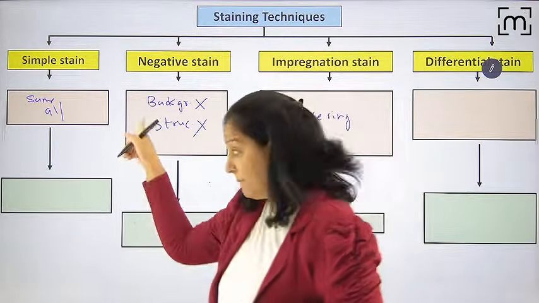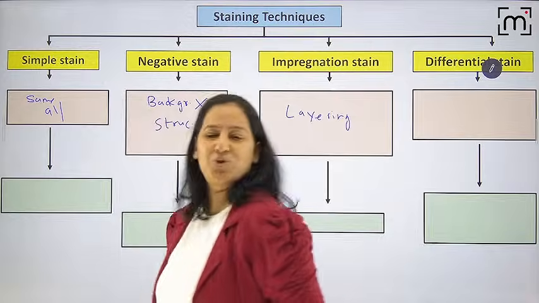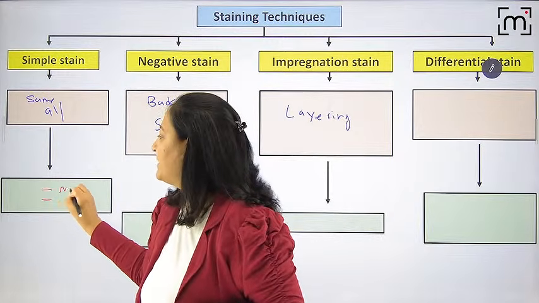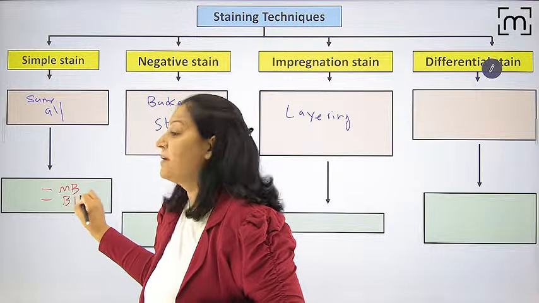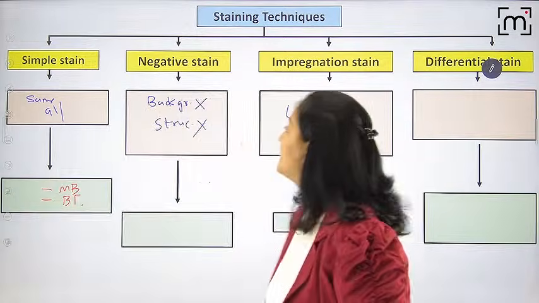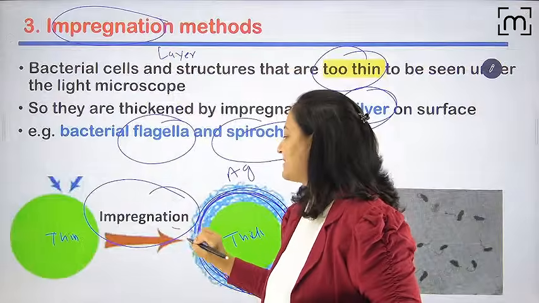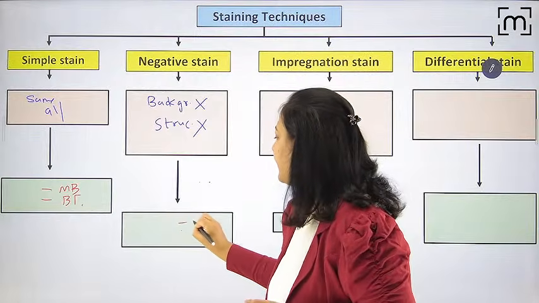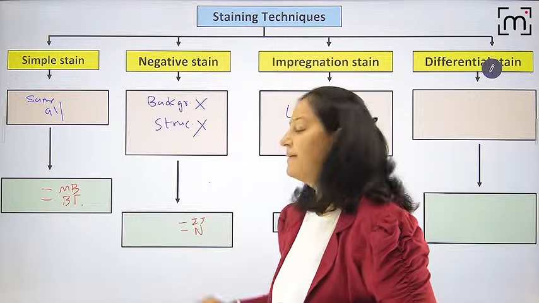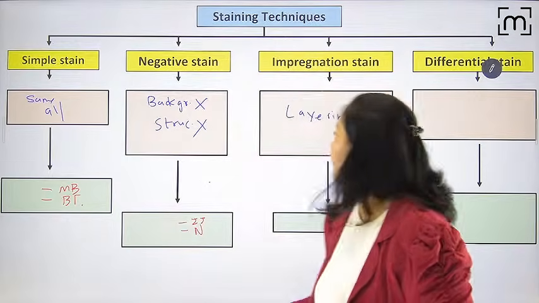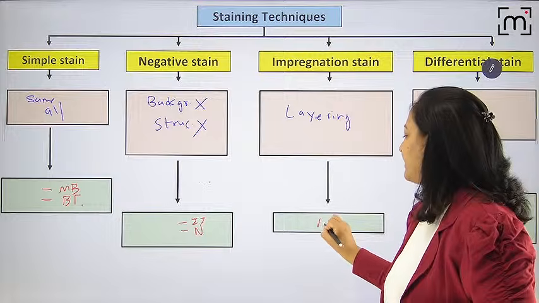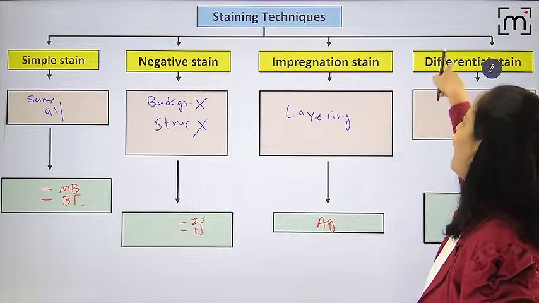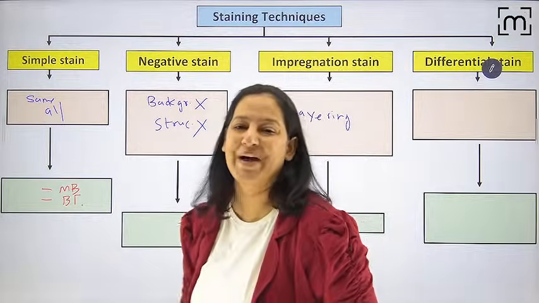Now you tell me the examples of these. Then I will move on to the 4th one. Let's revise the examples of these 3. Simple stain, what are the 2 examples? Methylene blue, basic fuchsin. Negative stain, what are the examples? India ink, nigrosin. India ink and nigrosin are the examples over here. What is the example of impregnation? Silver. Layering with silver. Now let's come to the last one, the 4th one.